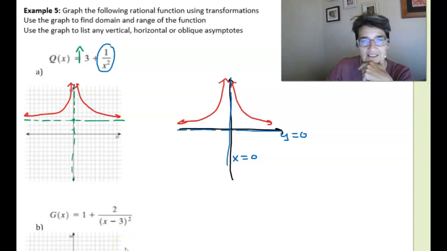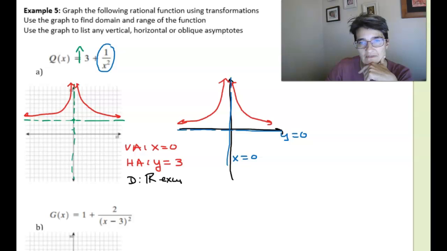Alright, so let's write what we know. So vertical asymptote is at x equals 0. Horizontal asymptote moved up to y equals 3. The domain is everything except for x equals 0, and the range is all the numbers bigger than 3, so 3 to infinity.